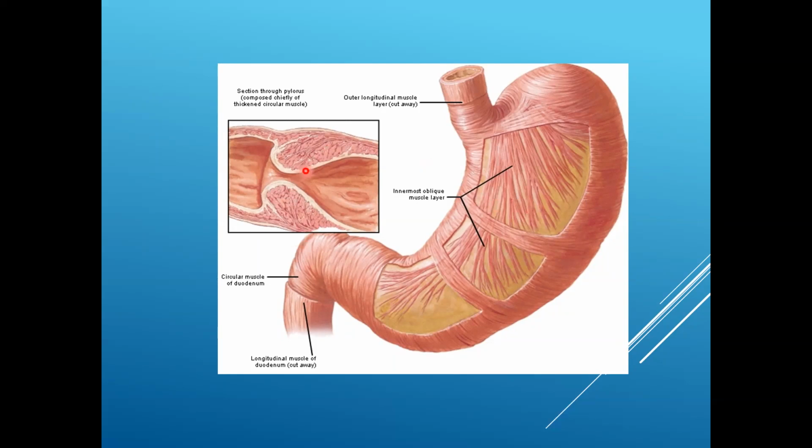Now this shows you the pyloric sphincter. If the circular muscle is too big, it might actually close the pyloric sphincter instead of controlling it. So you need to go and do surgery and remove part of that.